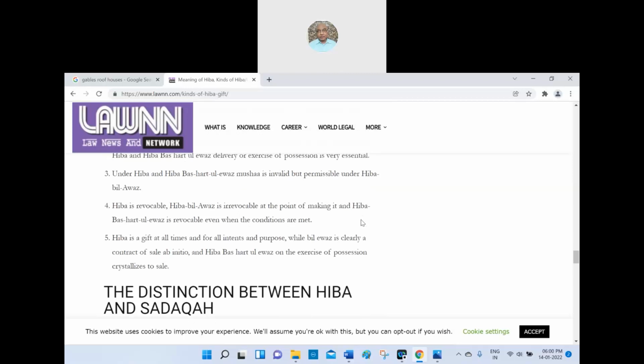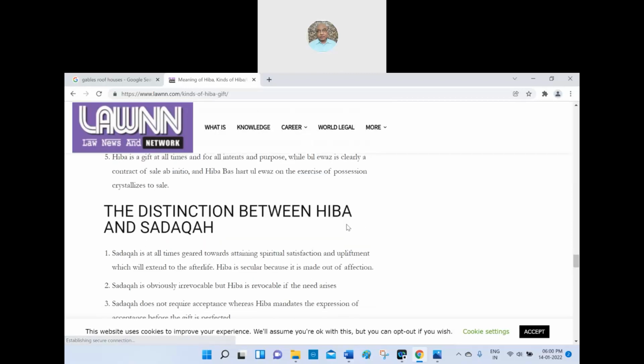So hiba is irrevocable at the point of making, and hiba-bi-shart-il-ewaz is revocable when the conditions are not met. Hiba is a gift at all times and for all intents and purposes, while hiba-bil-ewaz is clearly a contract of sale ab initio. Hiba-bi-shart-il-ewaz is the exercise of the position of a crystallized sale. So that is the difference we will find in hiba and hiba-bil-ewaz.